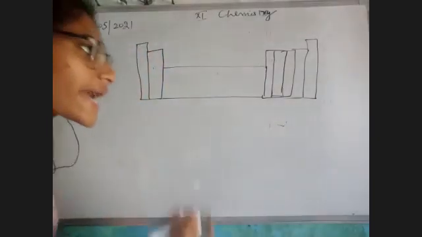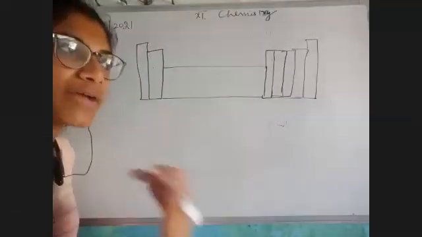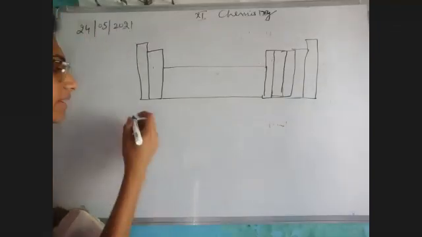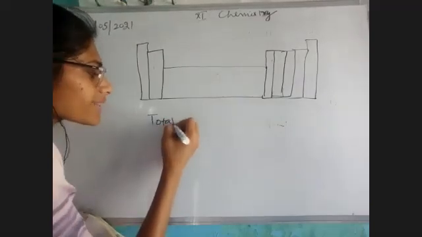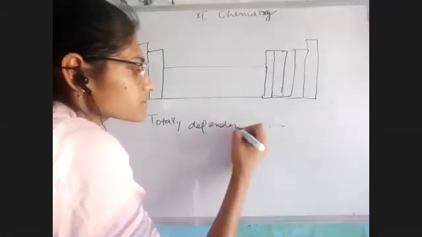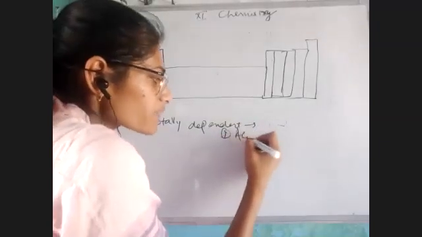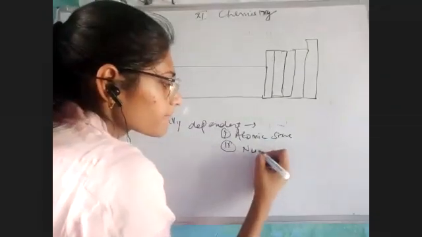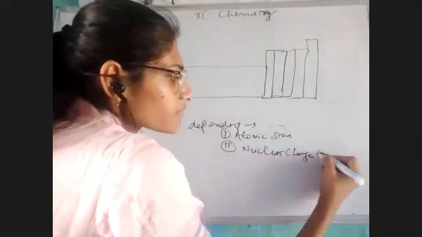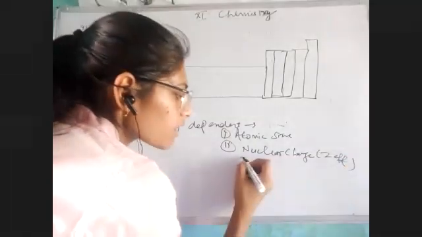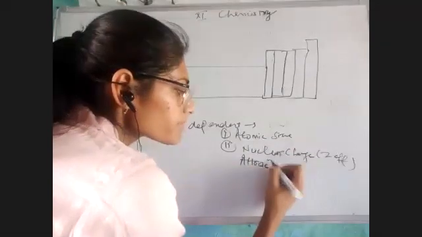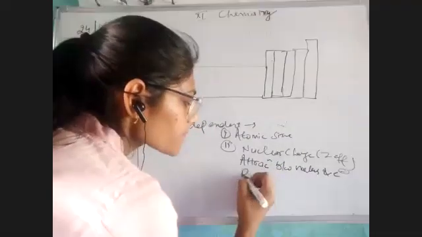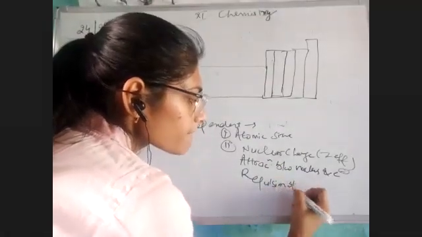Okay, so we have observed all my physical properties, whether they are increasing or decreasing, and I have told you, bache, that all my physical properties are totally dependent upon two factors. First one is my atomic size, and second one is the nuclear charge, or we can say Z effective, or we can say attraction between nucleus and electron, or repulsion between electrons.